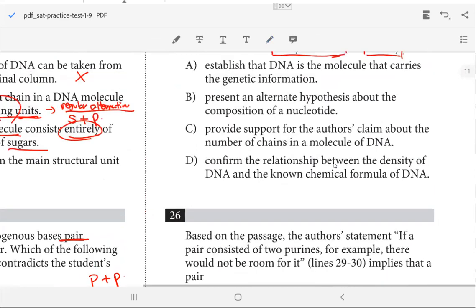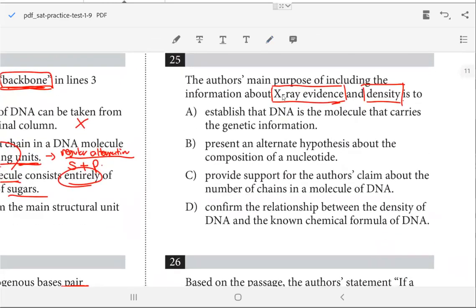자, 그럼 답변을 골라보도록 합시다. A, establish that DNA is the molecule that carries the genetic information. Totally off topic. It's used as evidence to confirm there are two chains. B, present an alternate hypothesis. It's not a hypothesis. It's just confirming and used as evidence. So it's off topic as well. And if you read more, it's even more off topic.